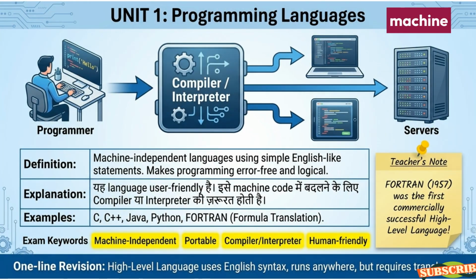High-level languages are machine-independent and use simple English-like statements, making them user-friendly and portable. Examples include C, C++, Java, and Python. These languages require a compiler or interpreter to translate them into machine code for execution.